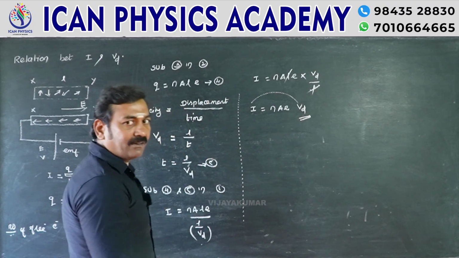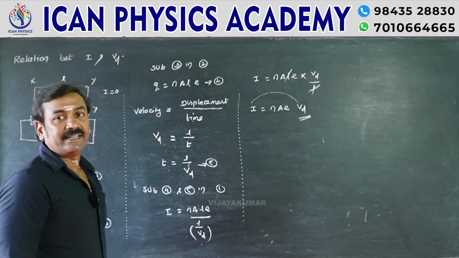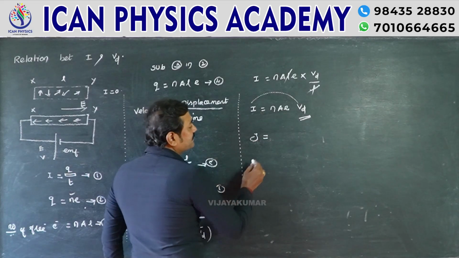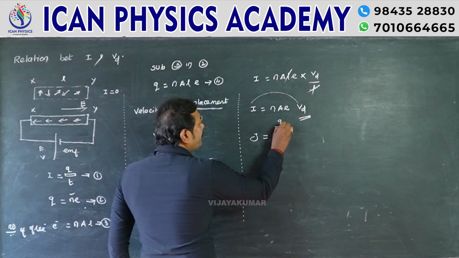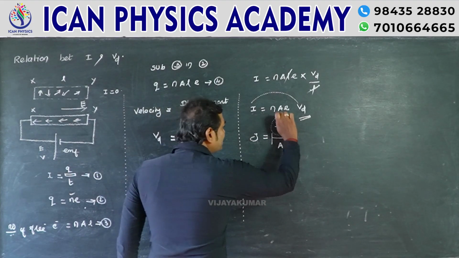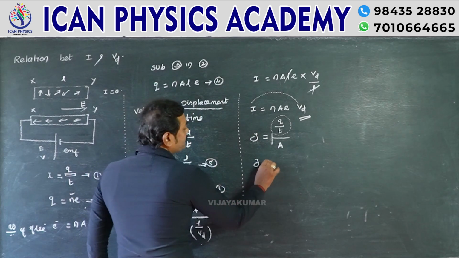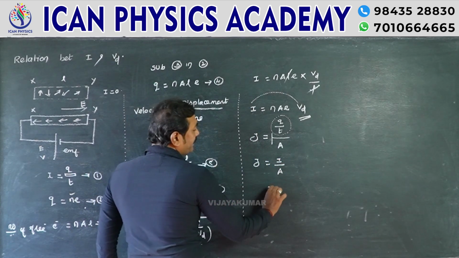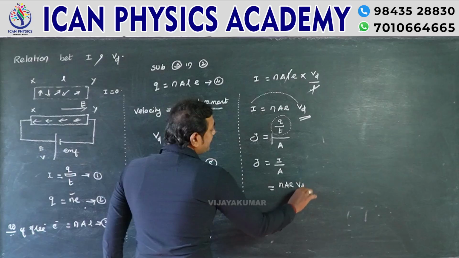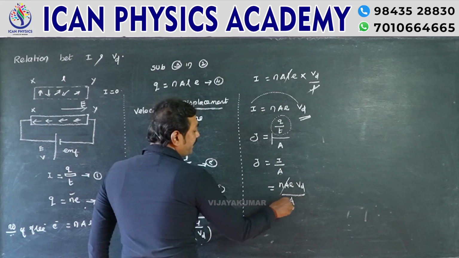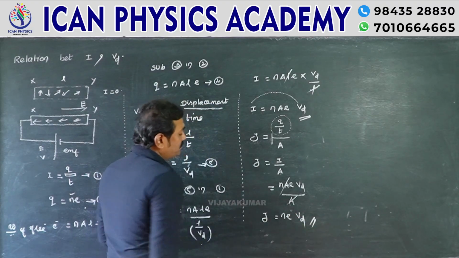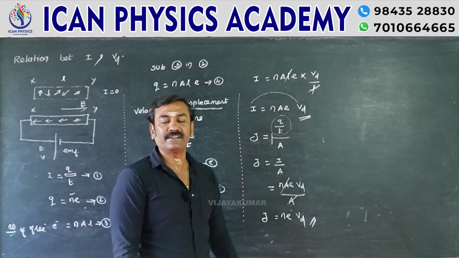The same question can be asked in a slightly different way: relation between current density and drift velocity. Current density is defined as the rate of flow of charges taken perpendicular to the unit area. Instead of Q by T, we can write I. So J equal to I by A. What is the value of I? I is N A E into drift velocity, divided by A. Now A gets cancelled. So J equal to N E into drift velocity.